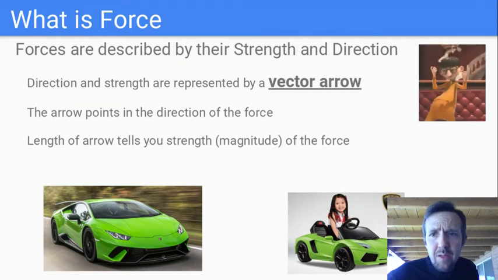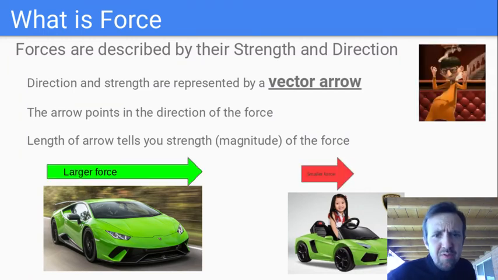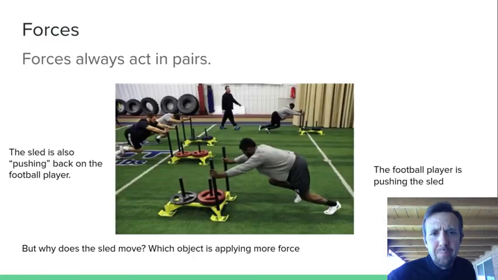So these two arrows are both moving to the right, but obviously the Lamborghini, the supercar Lamborghini, has a longer arrow because it has a larger force. The little girl's toy car has a smaller force, so it has a smaller arrow.